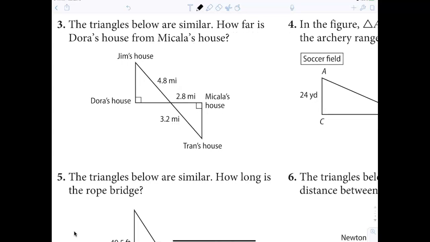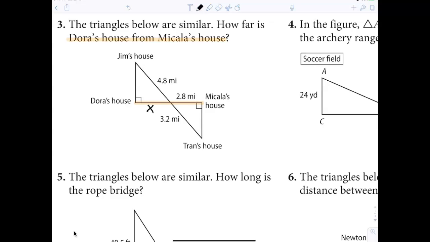Now, all right, everybody take a look at that. You want to give it a shot, Mr. Green? All right, what am I trying to find first of all? I'm trying to find the missing one. How do I find this? It's in the question. Dora's house to Michaela's house. So here's Dora's house here. Here's Michaela's house way over here. Do you agree with that? That's exactly right.